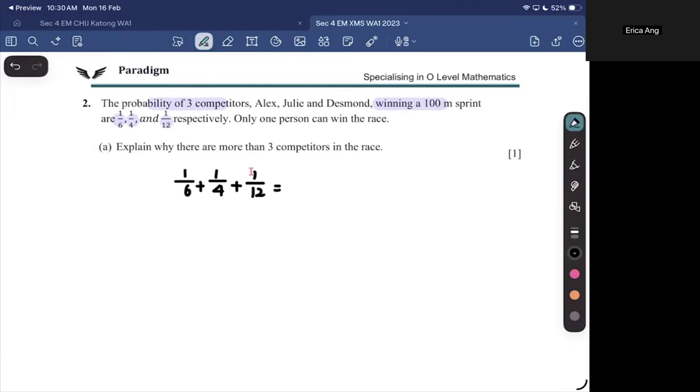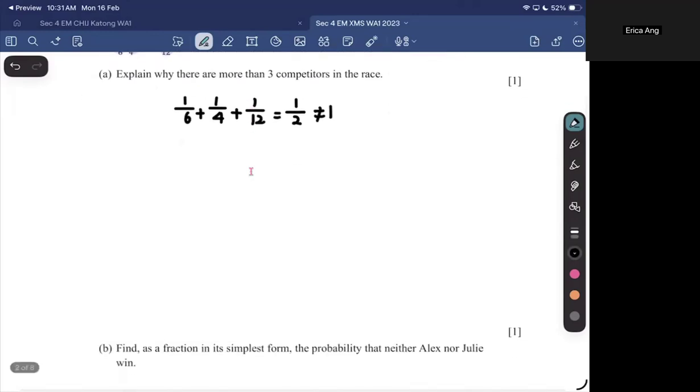So if I do this, and then I do this, my probability is just half. So most probably there'll be more people around. You just need to tell me that the sum of their probabilities is not equal to 1. That's good enough already. So you can just understand that.